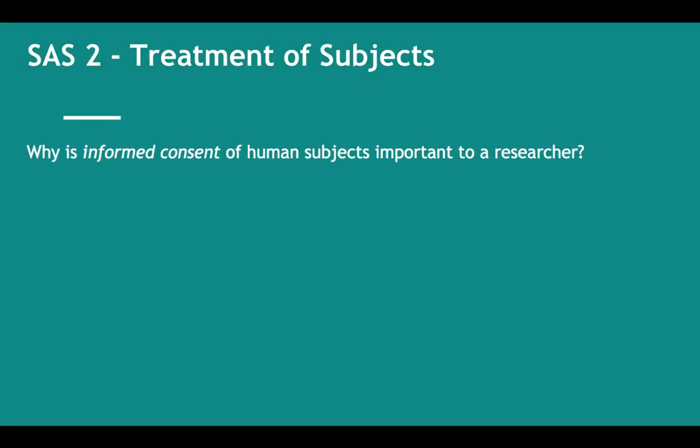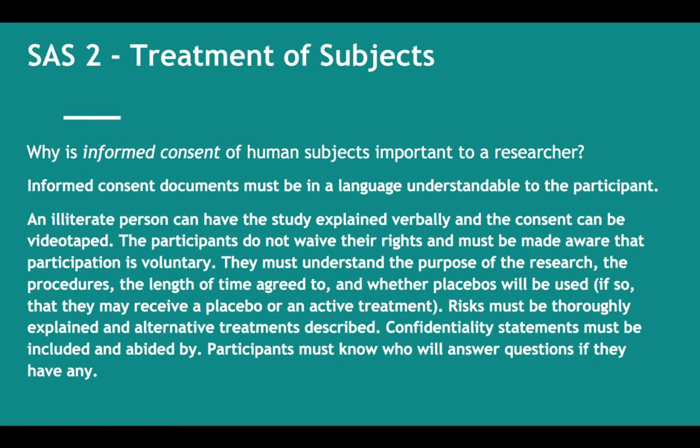Why is informed consent of human subjects important to a researcher? Well, here it is. It must be in a language understandable to the participant. Let's say you have an informed consent document that is in English, but the participant only understands Chinese. So a Chinese person or an illiterate person, let's use that example too, they can have the study explained verbally and the consent can be videotaped. So if they understand it in a different language and we actually videotape their consent, that would work. And the participant doesn't waive their rights, and it must be made aware the participation is voluntary.